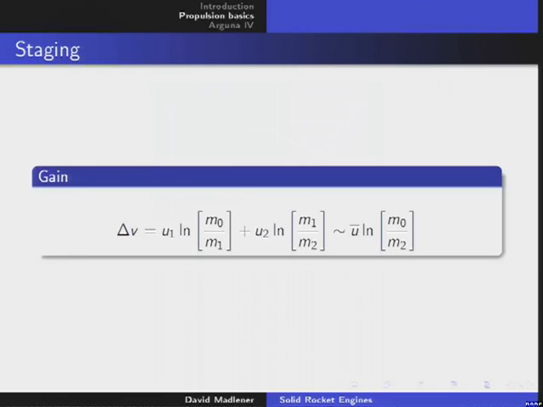So in the end, you get a mass ratio of the total rocket. For example, if you look at the Saturn V rocket, you lift it off with about 3,000 tons, okay, and you land it on the moon with 30 tons or so. So you have a mass ratio of about 100, okay? And then of course, this ln factor gets larger.